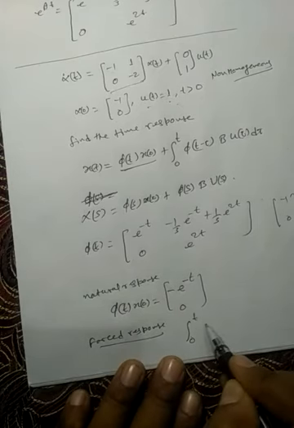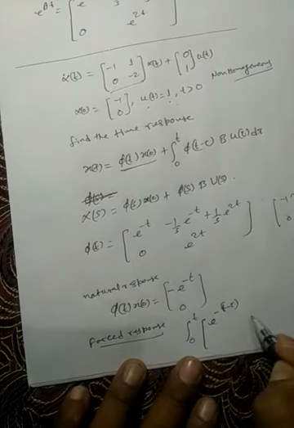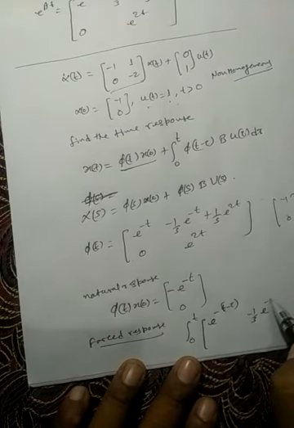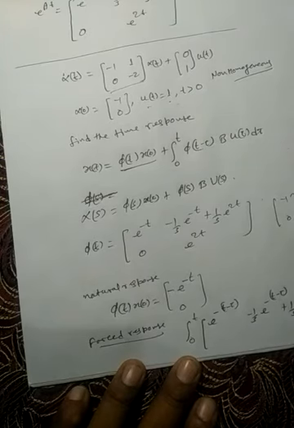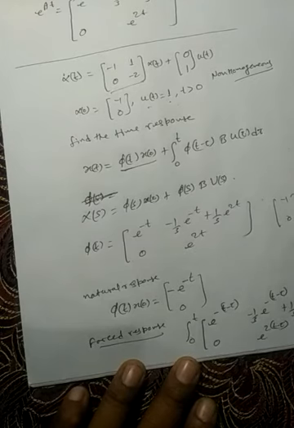Integral 0 to t, phi t minus tau: e raised to minus t minus tau, -1/3 e raised to minus t minus tau plus 1/3 e raised to 2t minus tau, 0, e raised to 2t minus tau, b is 0 1 and ut is 1, right, d tau.